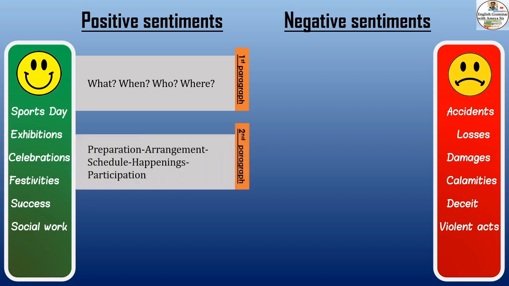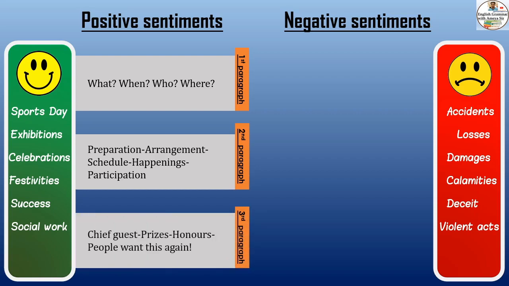The second paragraph should talk about the preparation, the arrangement, schedule, the timing that is, the happenings, actual proceedings, and the participation. The climax should be about who was the chief guest, were there any awards, prize distribution, honor, and yes, end it with a positive note because people definitely want this to happen again.